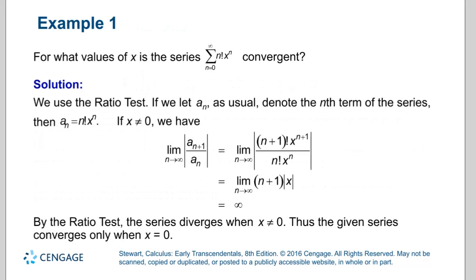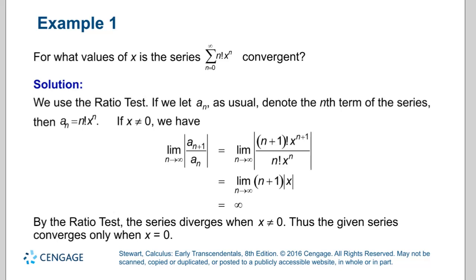In this example, we're going to look at the series n factorial times x to the nth power. I'm going to see where it's convergent. For this one, because it's a factorial, I'm going to use the ratio test. That's the easiest way to go about doing this one. We're going to let a_n denote the nth term of the series. Now, we have to take the assumption that x does not equal 0 in this situation, because if x equals 0, then the denominator of my ratio would be 0, and we can't have that.